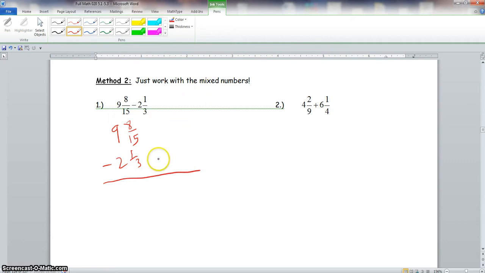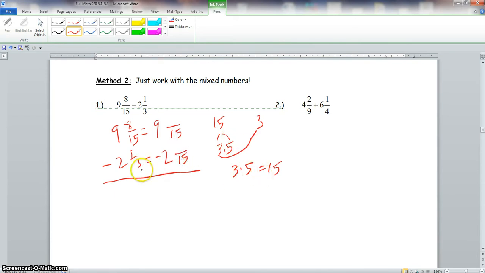Now it says just work with the mixed numbers, meaning we need to change these fractions here. We have to find a common denominator of 15 and 3. So we have 15 and 3. 15 prime factorization is 3 times 5, and 3 is already prime. So we have one set of 3's in common, and we have a 5 left. So the common denominator is 15. So we put our equals here. This would be 9 minus 2. And the common denominator of both of these fractions would be 15.